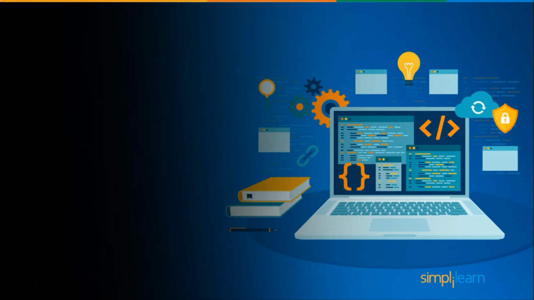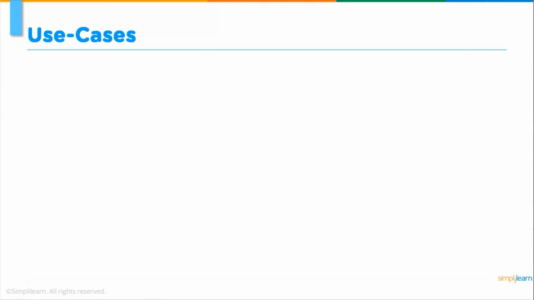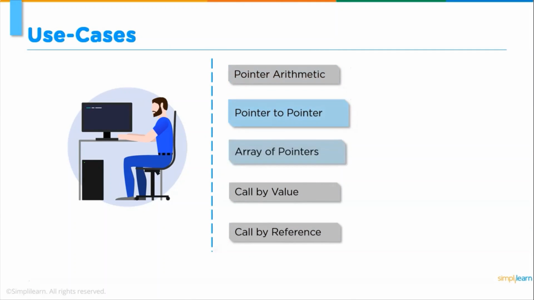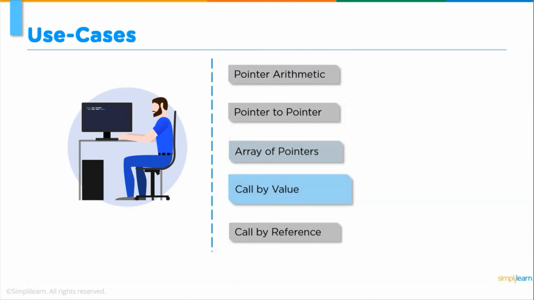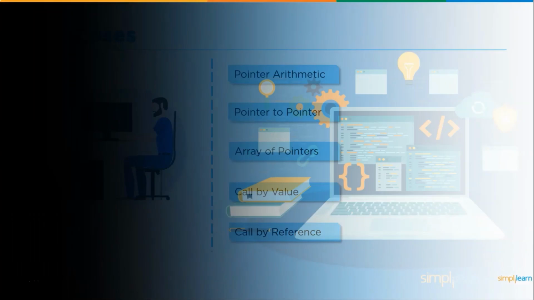Till now, we have discussed pointers, ways to access variables, and types of pointers. Now, let's talk about use cases of pointers. We will talk about pointer arithmetics, pointer to pointer, array of pointers, call by value, and call by reference. Now, let's dive right into it.